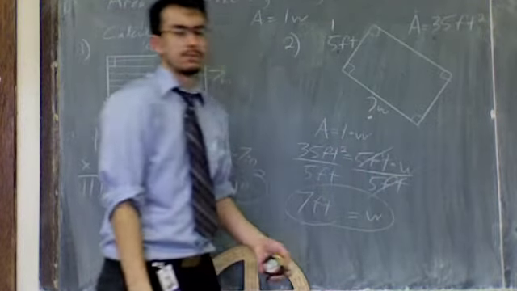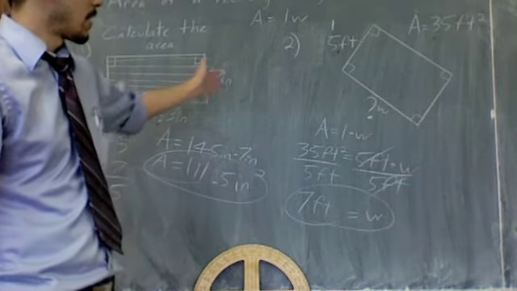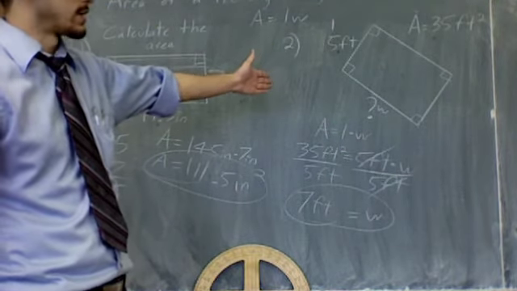These are really the only two types of problems I'm going to give you with rectangles. That's how you get the area of a rectangle, and that's how you get the length or width of a rectangle when you know the area.